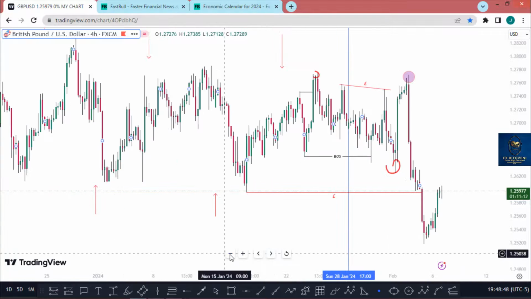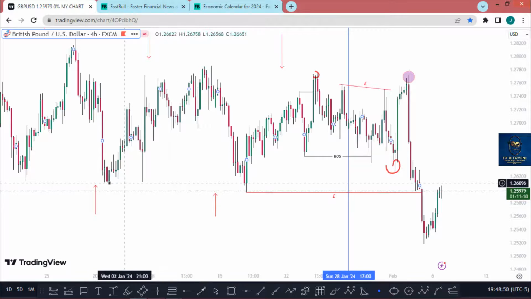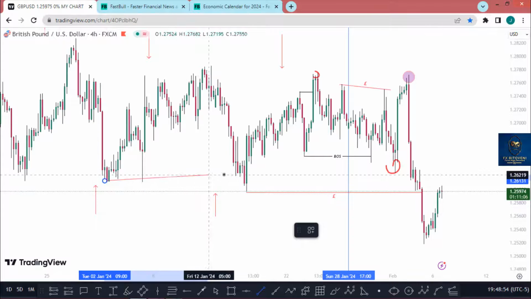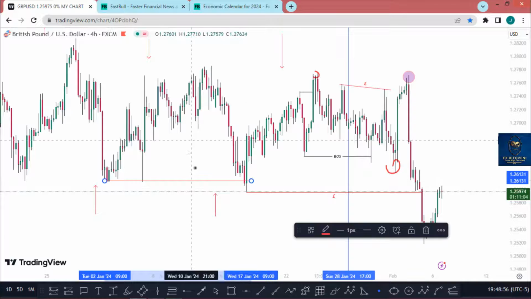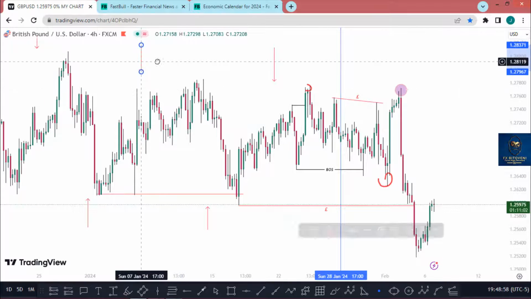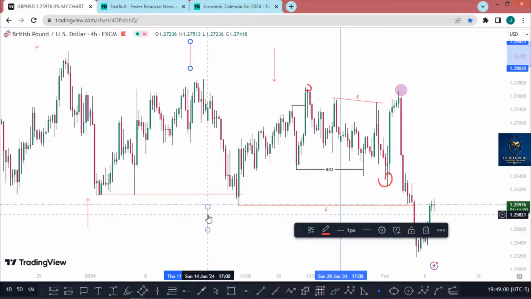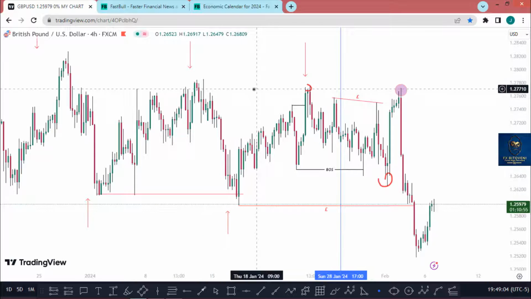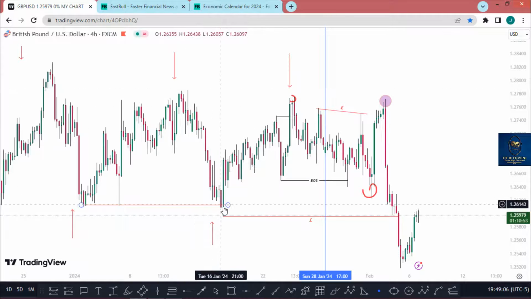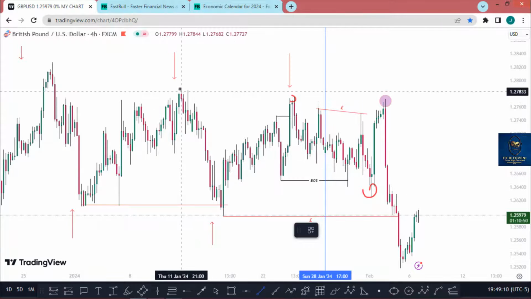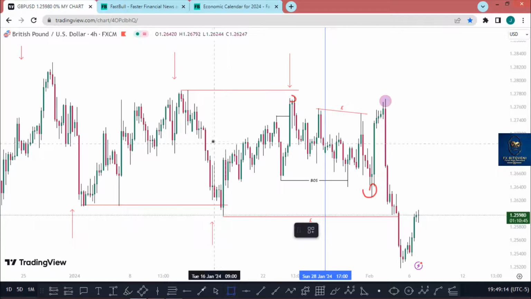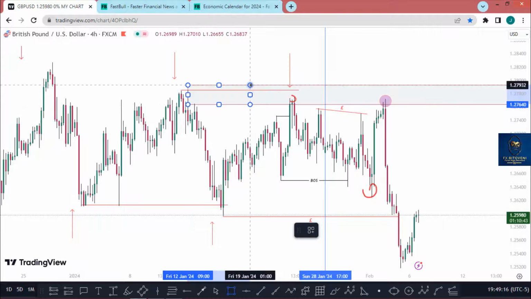Your eyes should be on previous manipulation, like this. Remember, if you can remember these arrows, we are using it to show manipulation. If you remember these arrows, so a break of structure, then you have what? A true stop here. This was our first true stop on the first manipulation. Then price was testing this level.